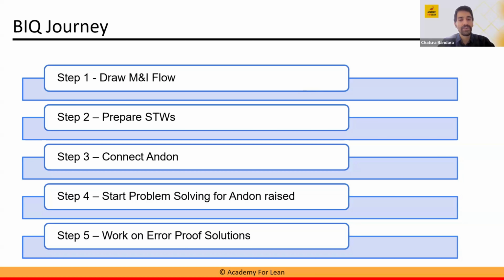Step 5 is how we can error proof these problems. Some we can't error proof, but it's a journey. We will understand the error proof pyramid and how you control errors.